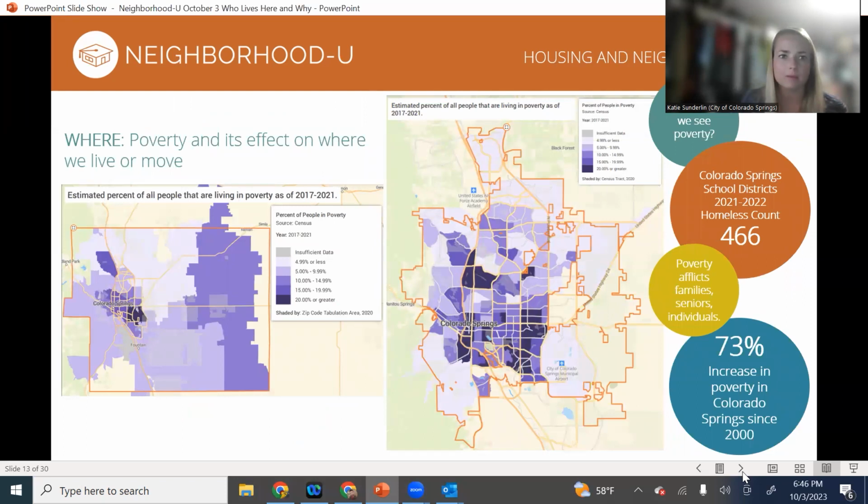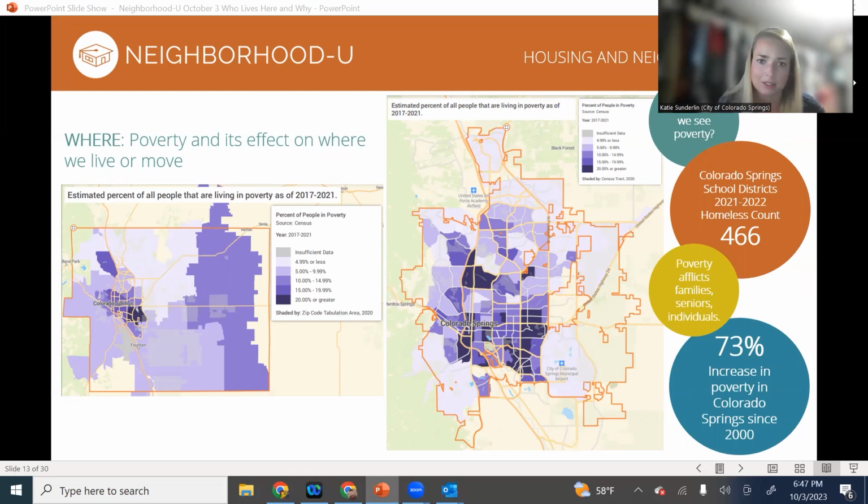Great. Okay, so what these maps are depicting is what poverty looks like in our community. The map on the left is El Paso County, and the darker the purple, the higher the poverty rate. And then the map on the right is the city of Colorado Springs. What you can see is poverty, at least in the city, is distributed pretty evenly throughout. I think you probably will recognize some of the areas of our city that are either in or not in poverty. And it affects everyone. It truly affects families, seniors, individuals. It really has no boundary.